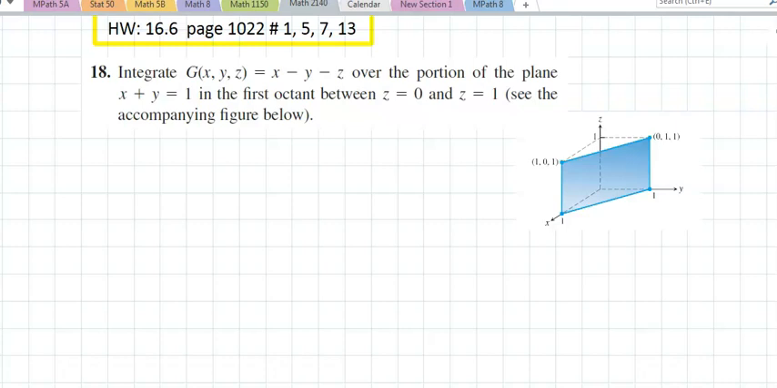Okay, I didn't get a chance to finish the last problem. I wanted to do that in the last video, but I'm limited to 15 minutes, give or take.